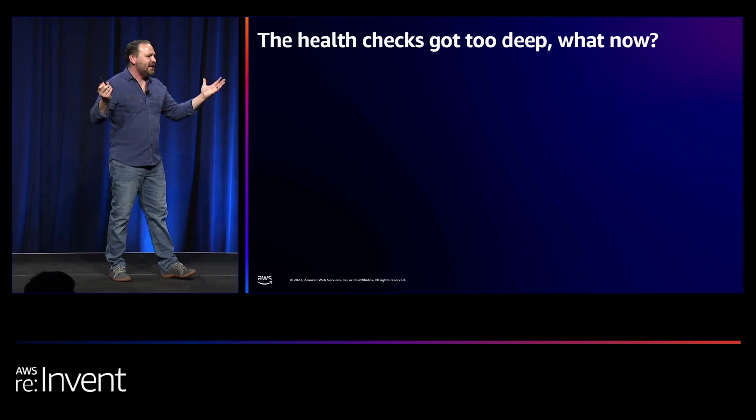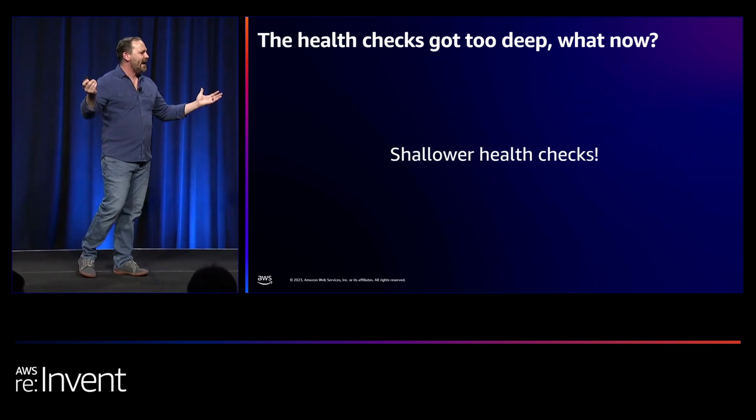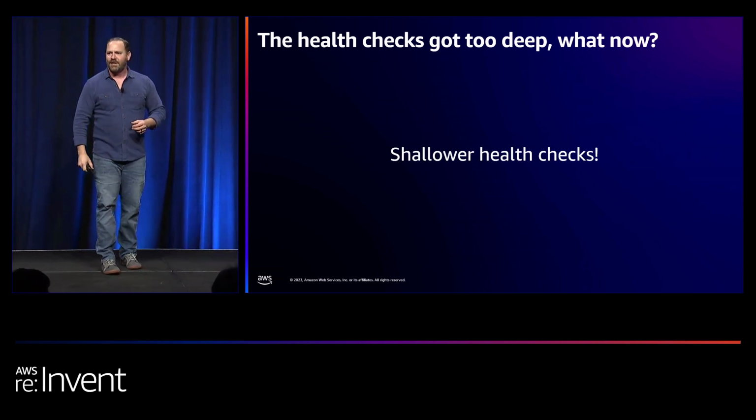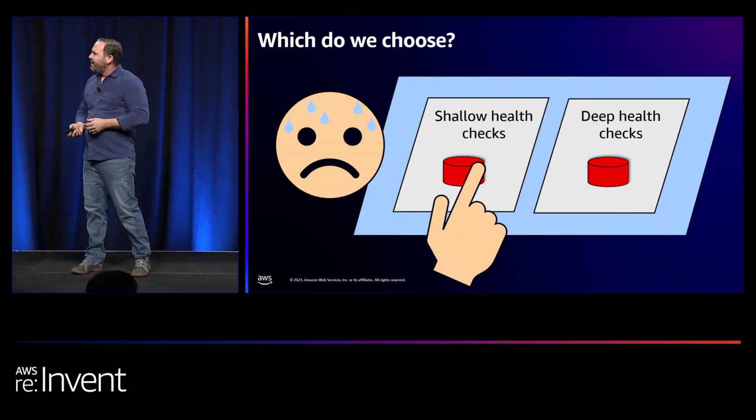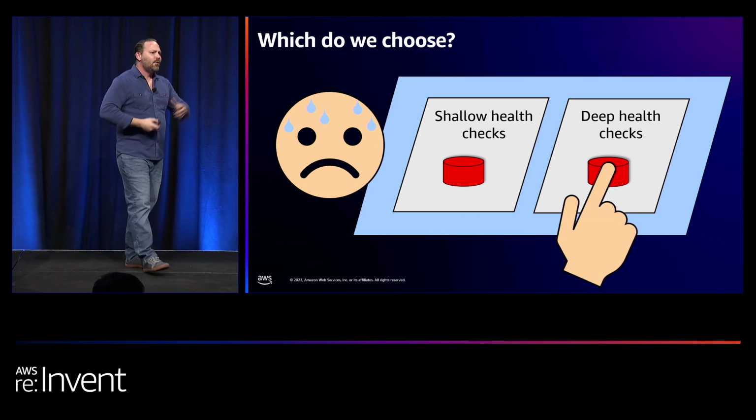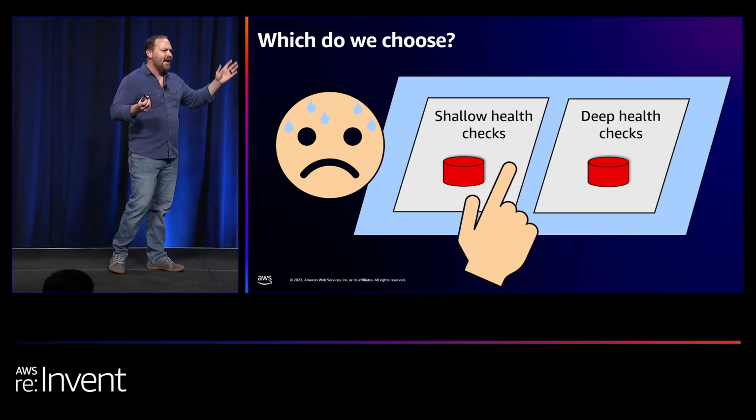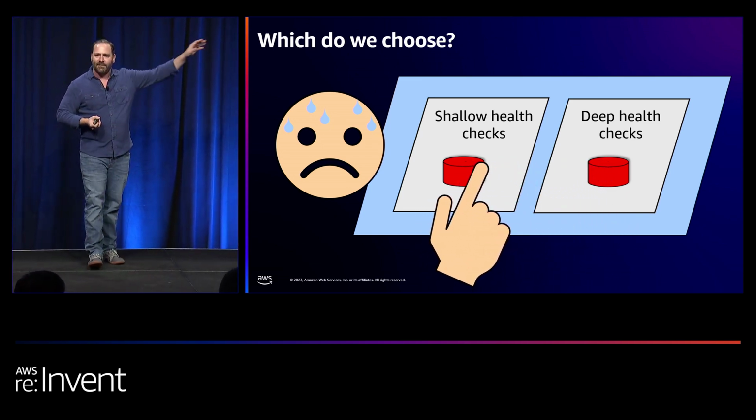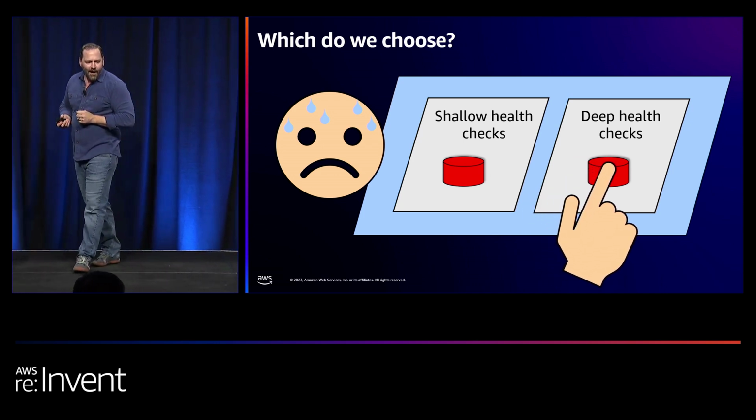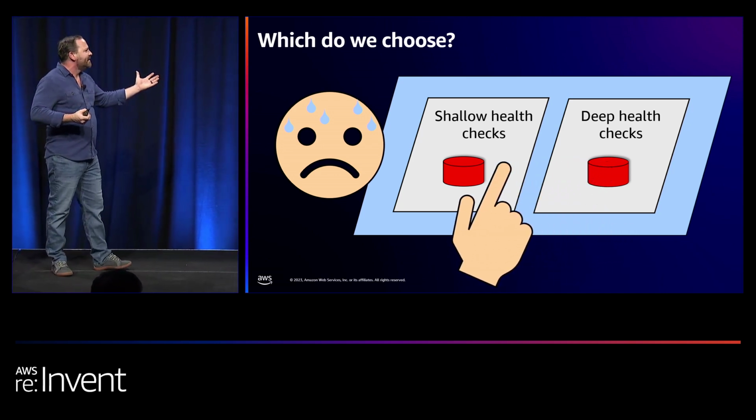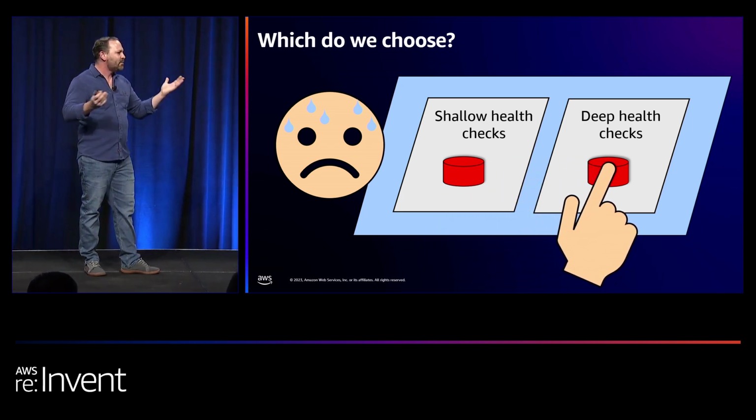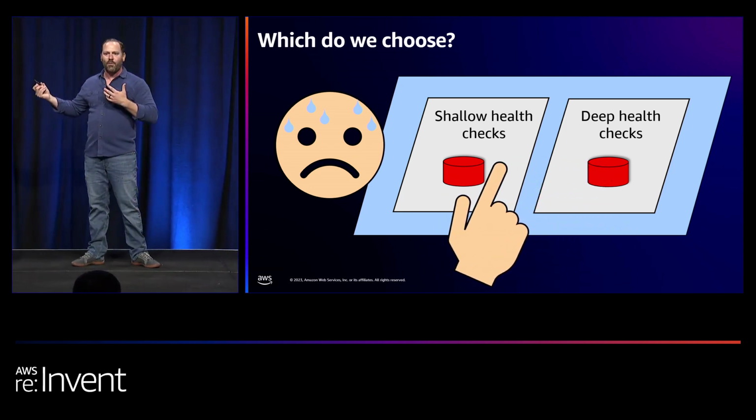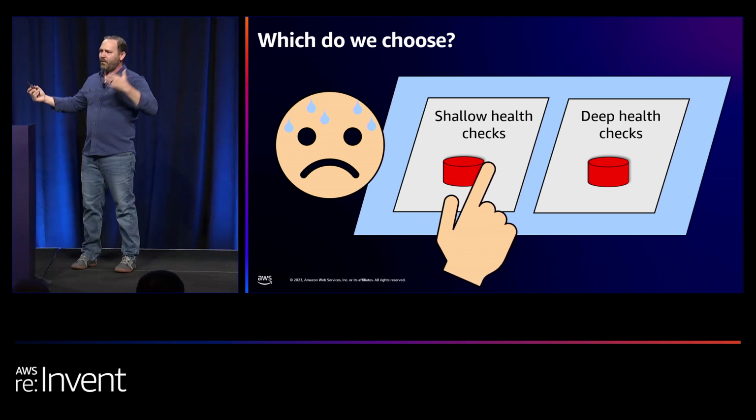So it looks like our health checks got a little too deep, right? So what now? Shallower health checks. And so we're not allowed to use memes that we find on the internet, but you can probably figure out which one that I've tried to imitate here. And so we're left in this situation of which do I choose? Shallow health checks or deep health checks? What's the right answer? Right? We just saw that there were problems with all of the things that we just proposed.